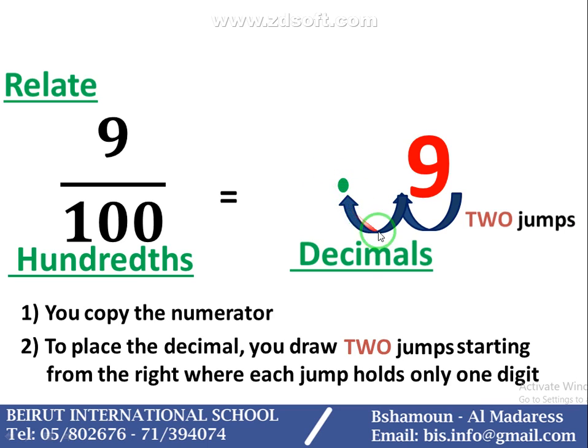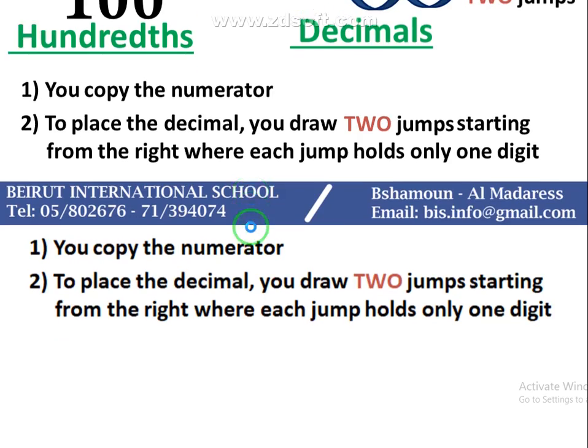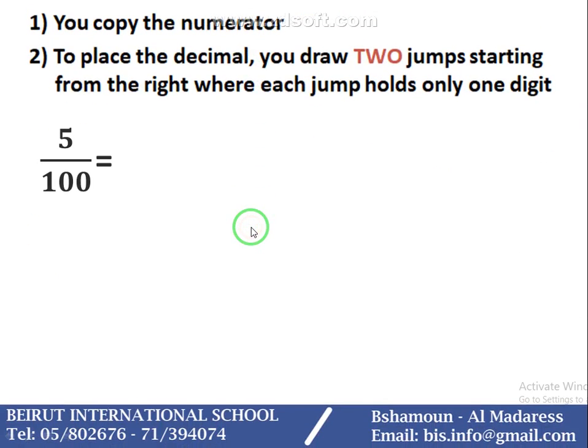We don't keep this jump empty, we interfere and we fill it with a 0, and of course we interfere again so that this space over here doesn't stay empty also, and we put a 0, and as a result 9 over 100 equals 0.09.